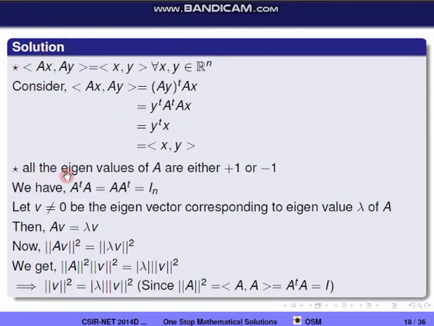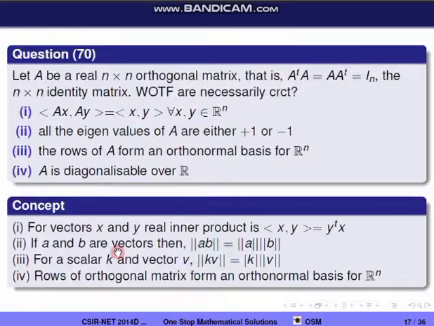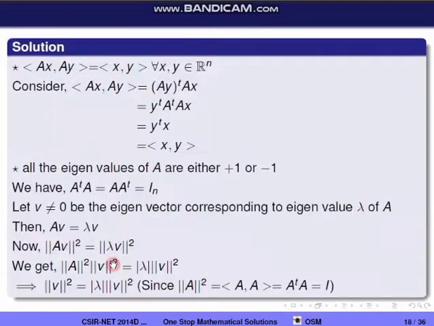Second option, all the eigenvalues of A are either plus or minus 1. So we'll check the statement. We are given A transpose A is equal to A A transpose equal to identity matrix. So I am taking a non-zero eigenvector v corresponding to the eigenvalue lambda of A. Then by the definition of eigenvector, we can write Av is equal to lambda v. Now apply norm square on both sides. So we'll get norm Av square is equal to norm lambda v square. Using the properties 2 and 3, we'll get norm A square into norm v square is equal to modulus lambda into norm v square.